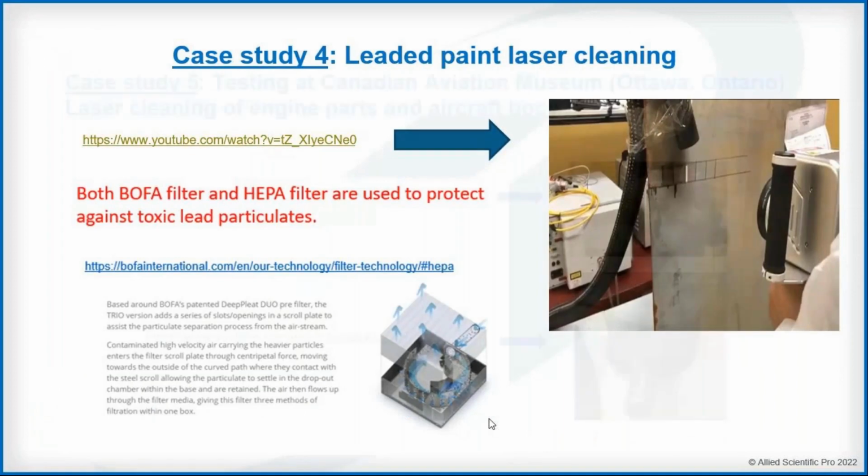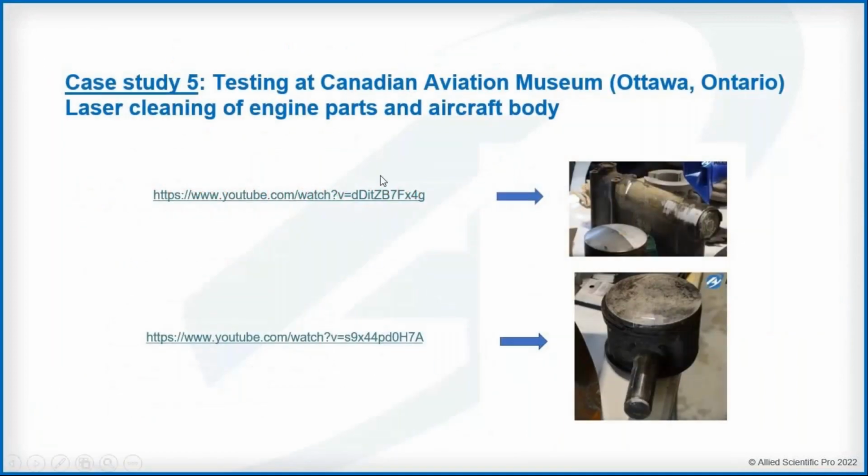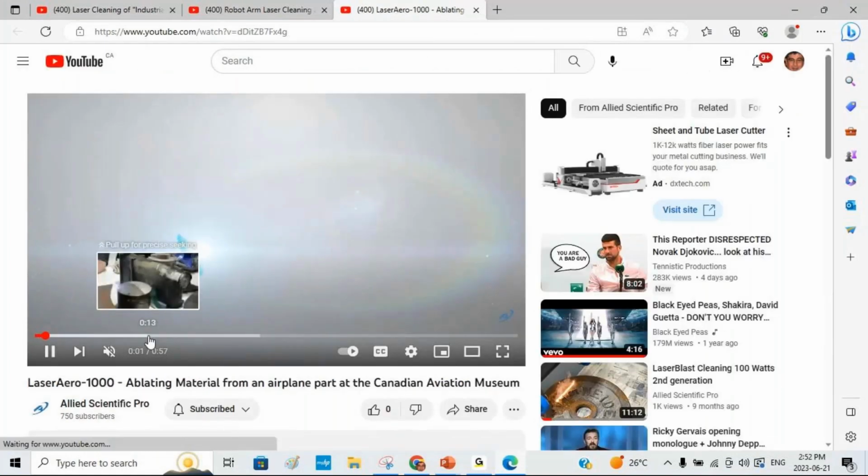Okay, next is the Canada Aviation Museum. So we took our 100-watt laser there, and these engine parts were all rusty. There was soot and oil on them. So let me show you a video of how this was cleaned.